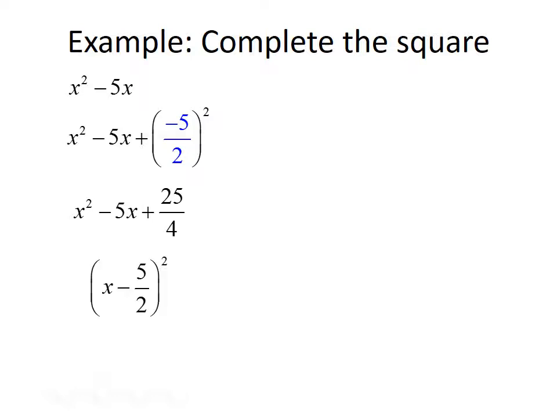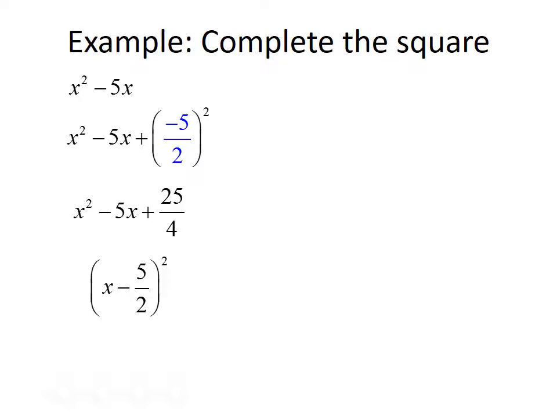Here's another example where we'll complete the square. We start with the expression x squared minus 5x. To complete the square, we'll take the coefficient of the middle term, negative 5, divide it by 2, and square it. And we'll add that term to the previous expression. So we have x squared minus 5x plus negative 5 over 2 squared. If we simplify, negative 5 over 2 squared is 25 over 4. So this is x squared minus 5x plus 25 over 4, which can be factored to give us x minus 5 halves quantity squared.